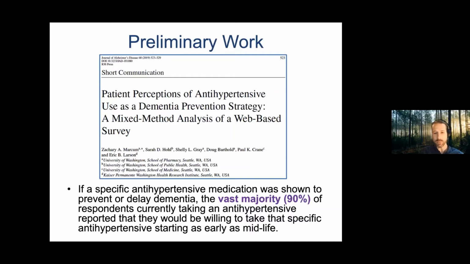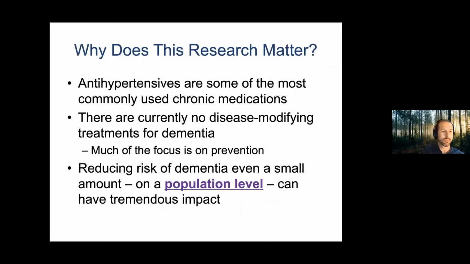And the vast majority of people currently taking an antihypertensive, not too surprisingly, said that they would be interested in starting as early as midlife, because that seems to be the sweet spot in terms of having the biggest bang for your buck for dementia risk reduction. So people are generally open to this idea, at least those who are currently taking an antihypertensive.